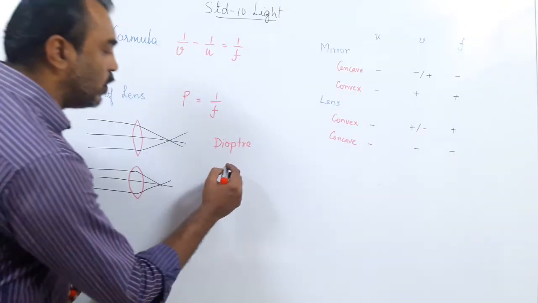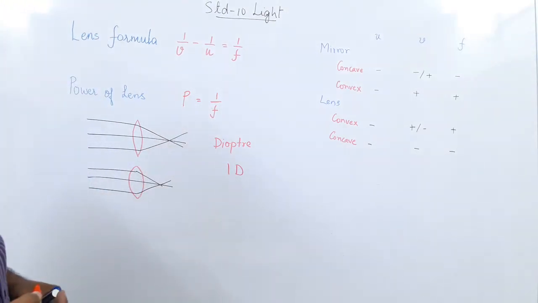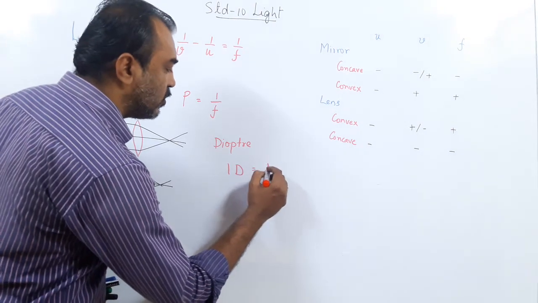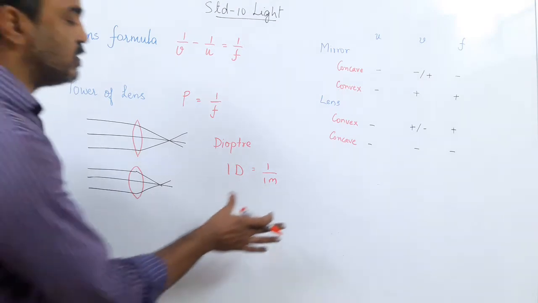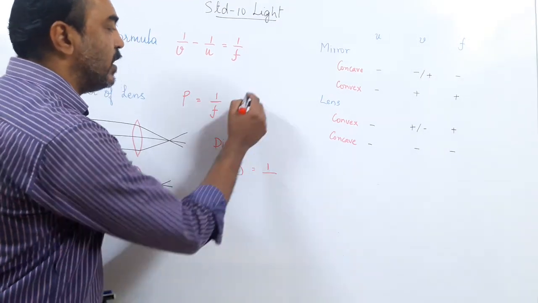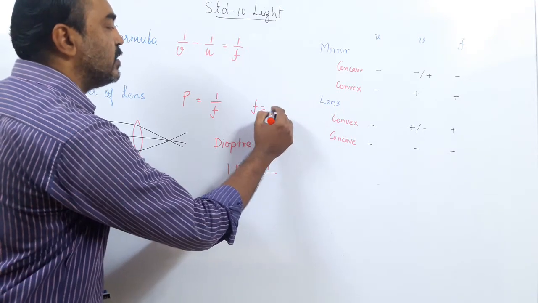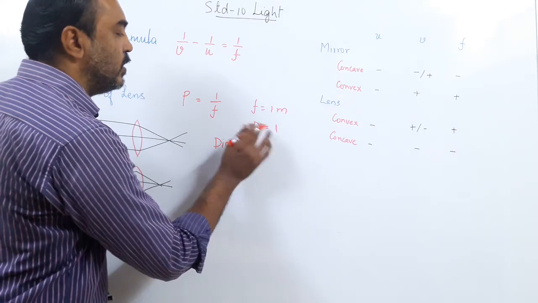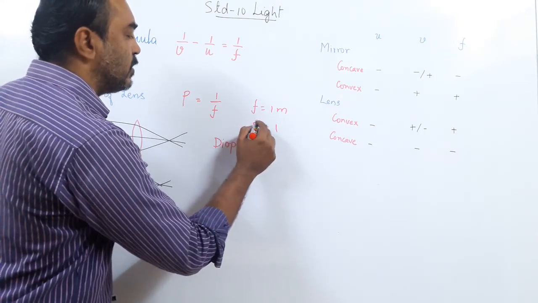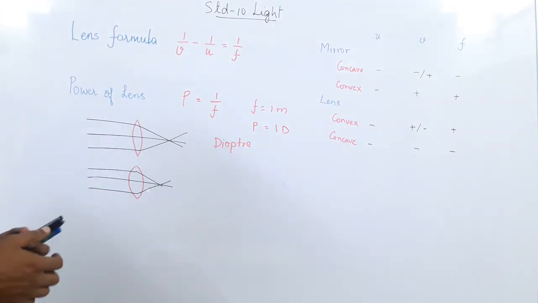Diopter. And by the definition, what we have seen, 1 diopter power is there when the focal length is 1 meter. So 1 diopter we can say is 1 upon 1 meter. Okay? We don't write this formula, there is nothing like that, but this is for the focal length. So when the focal length of the lens is 1 meter, the power is 1 diopter.